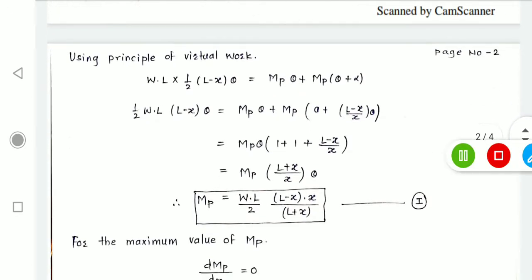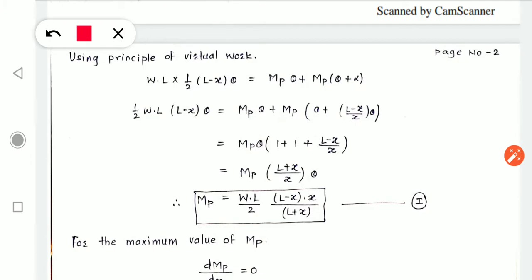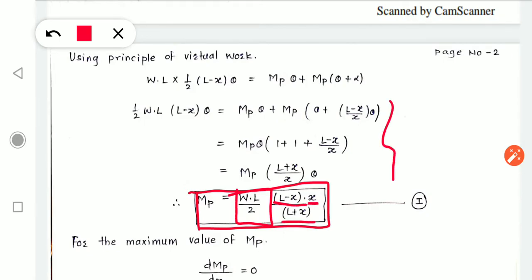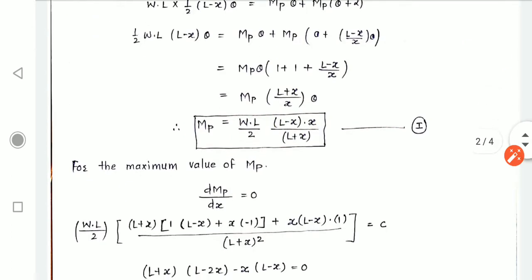Now solving this equation, we will get MP equals WL by 2 into (L minus x) into x by L. You are supposed to do this calculation or simplification on your own in your notebook. Next, for the maximum value of MP. Why are we doing it for the maximum value of MP?